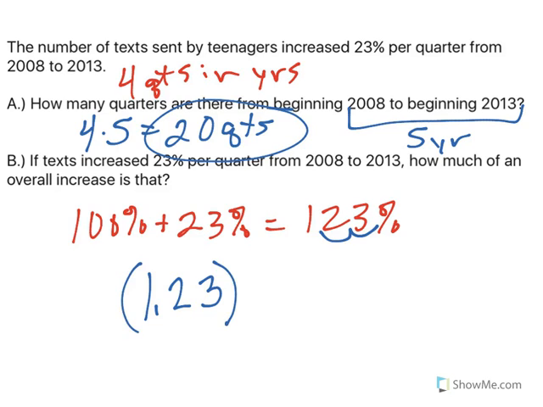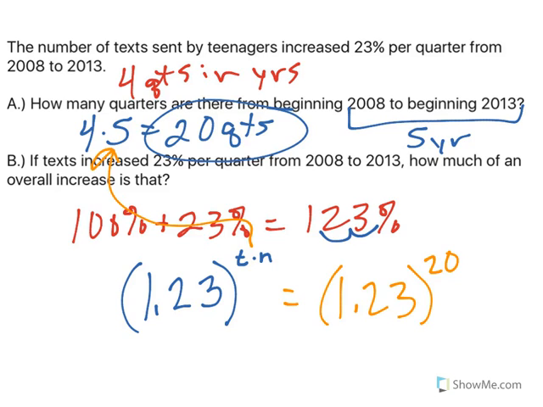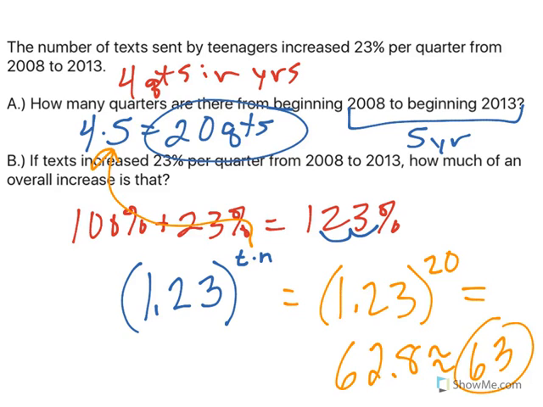And when we had compounded interest, right, we took things and we had kind of our time times the number of times we were compounding. And that we already did, the t times n, right here. So I can say we have 1.23 to the 20th power, because I have 20 quarters, 4 times a year for 5 years. And when I take 1.23 to the 20th power, I get 62.8, which is approximately 63 times. So the number of texts increased 63 times from 2008 to 2013 in terms of how we're thinking about this problem.